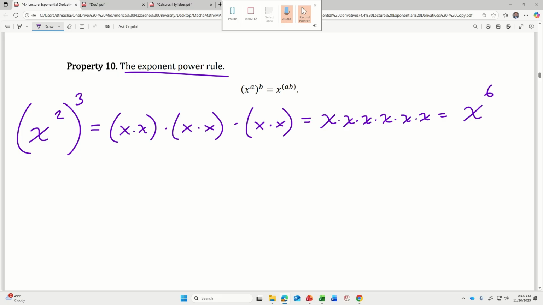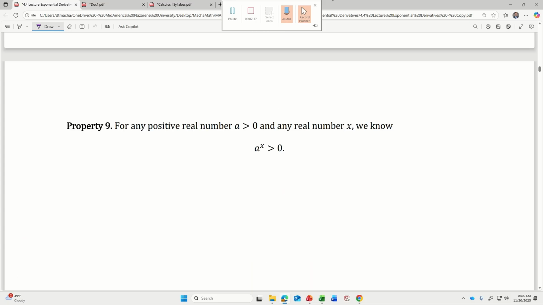But remember, it didn't matter that it was a 2, it didn't matter that it was a 3, there's nothing special about those numbers. What we're doing is taking that many copies of the x and creating this many copies of that many copies. And so really it's a multiplication. It's 2 times 3 that gives me 6, and so the rule holds for all of the exponents. So that's how we get our exponent power rule.